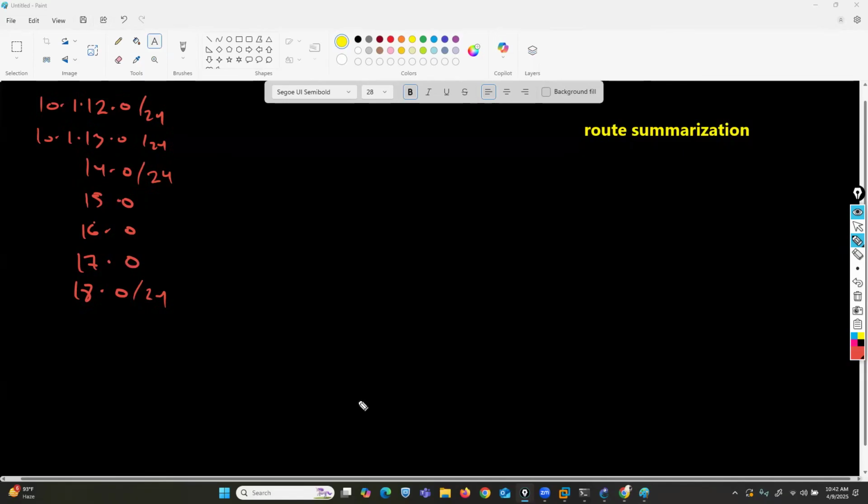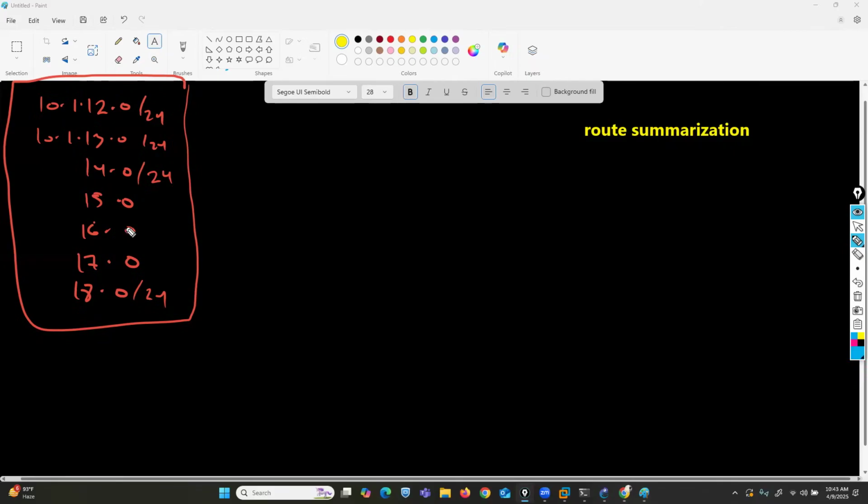And this router administrator is looking for manual summarization. So for manual summarization, the administrator will find the summary address of these networks. What is the use of the summary address? We'll discuss in protocol. But right now, how to find a summary address? Let's go with this question. How to find the summary address of these networks?